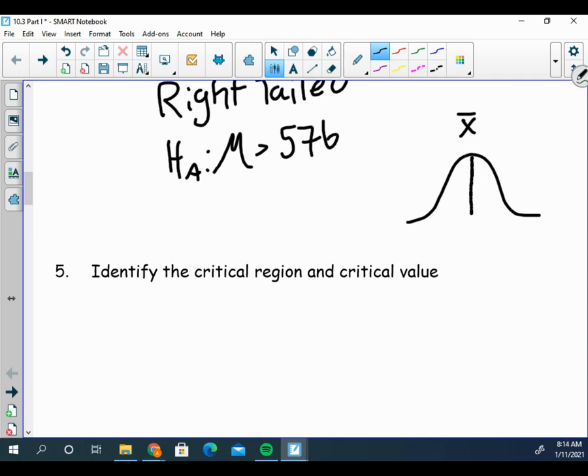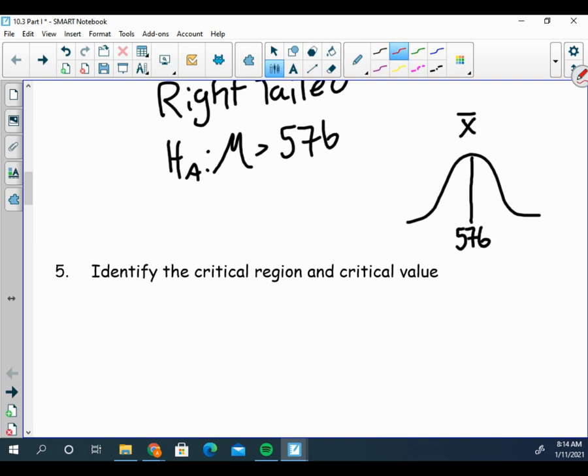Because we're going to assume the null is true, this is going to be the distribution assuming the null is true. The middle of this curve is 576. We assume the null is true, that means the mean of all these outstanding balances is 576. We know that the population mean is the middle of our distribution of sample means.